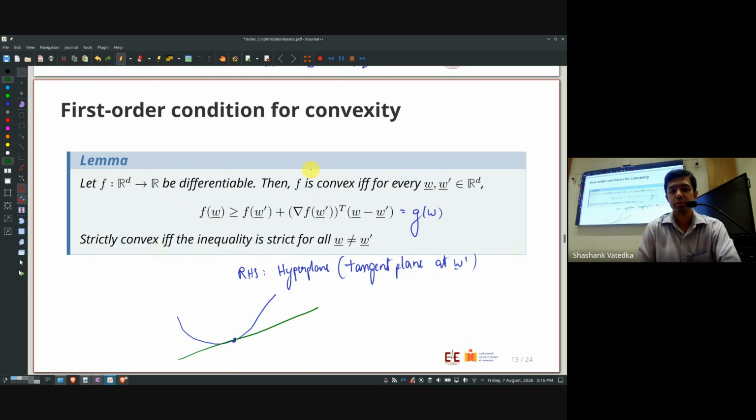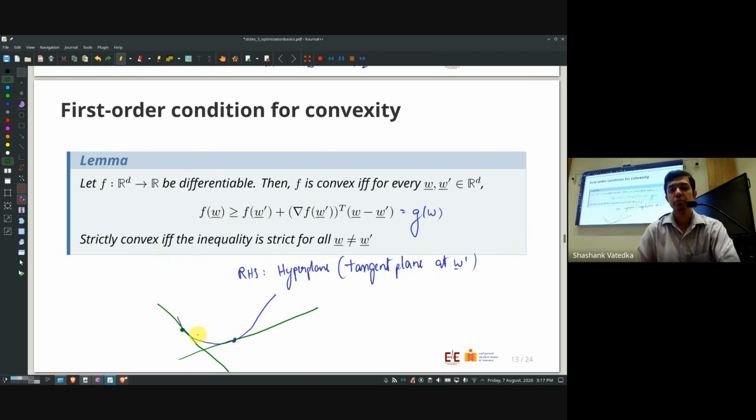And what this lemma is saying is that the function is convex if and only if the tangent always lies below the function. You take any point and you draw the tangent line to the function, the tangent always lies below the function itself. All right, so you take this point and draw the tangent, it lies below the function. You take the tangent at this point, it lies below the function. So no matter which point you take, the tangent line always lies below the function. It's only then that the function is convex.